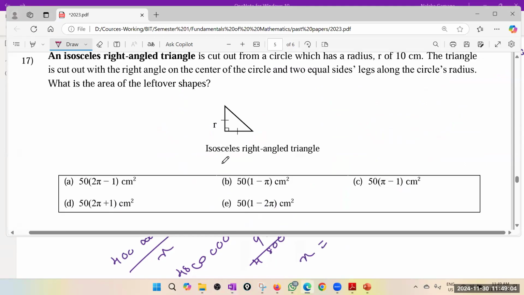An isosceles right angle triangle. So remember the word isosceles, we discussed that. We did a small revision on geometry. Samadvipada Trikona. Anyway, they have even drawn it, right?